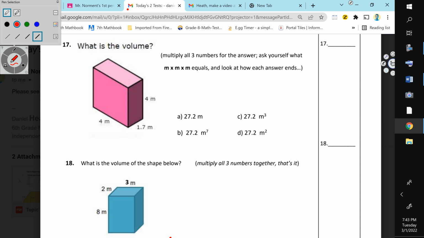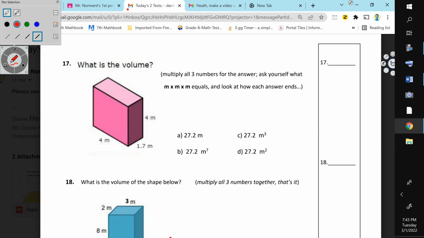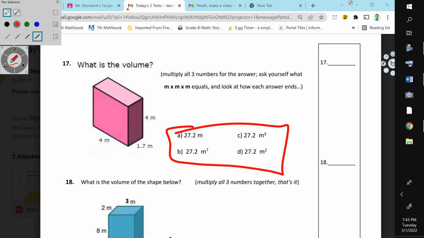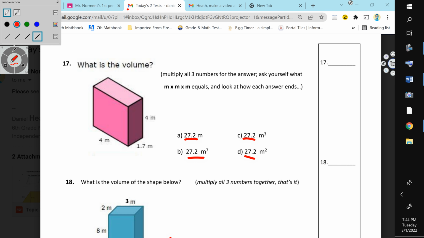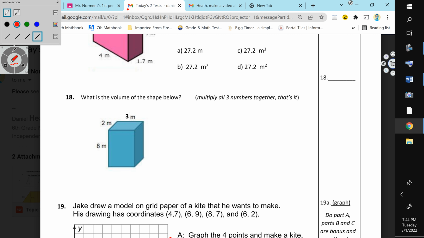Number 17. We did talk about this very briefly, so if you're stuck with this, I'm not going to be too surprised, but I did make it kind of easy because this is your hint. M times M times M. Is that going to give you M to the first, or the second, or the third, or the 7th power? It should be obvious. If you're in advanced class taking this test, all of you should know that. That's why I kept the answers the same. I didn't want you to have to multiply 4 times 4 times 1.7. I'm already telling you it's 27.2. You just need to figure out what the correct suffix is, the ending of that answer.